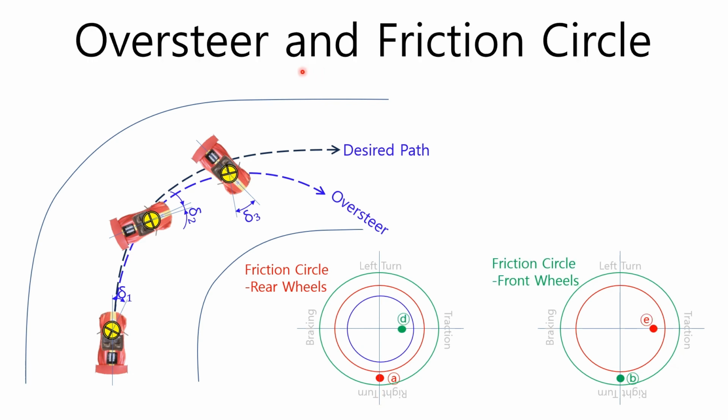Let's understand how to overcome oversteer through the relationship between oversteer and friction circles. Countersteering should be performed to reduce the slip angle by quickly turning the steering wheel to the left, the direction in which the vehicle is sliding, before the vehicle's drift angle becomes too large. The purpose of countersteering is to reduce the vehicle's turning moment.